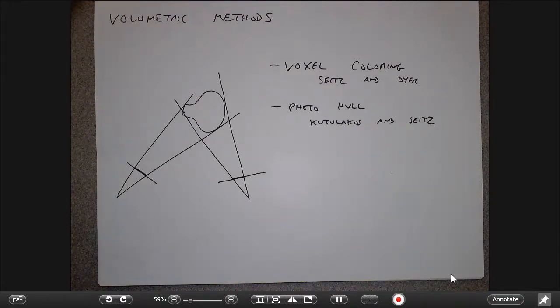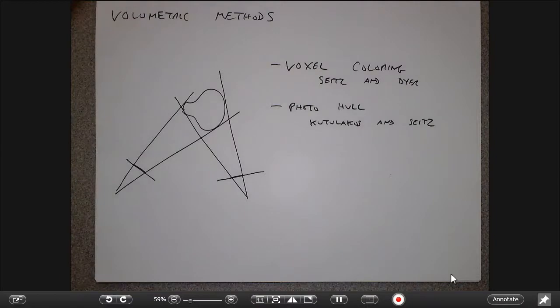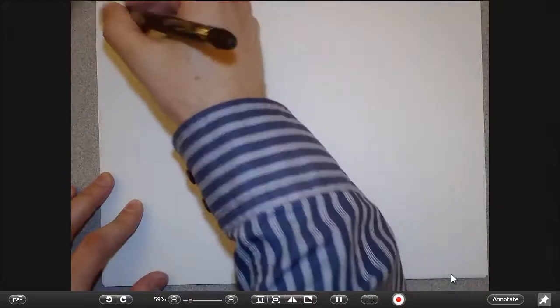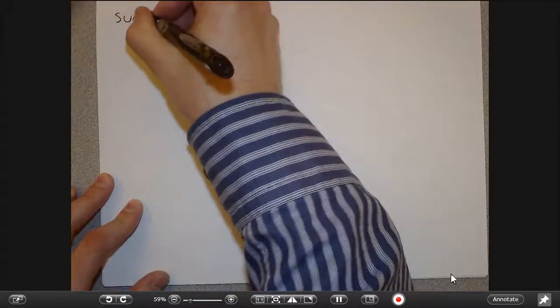Okay, so like I said, volumetric methods I think are one of the first methods that people looked at to approach this problem, but not what I would say are currently necessarily the best methods. So there's also what I would call surface deformation.